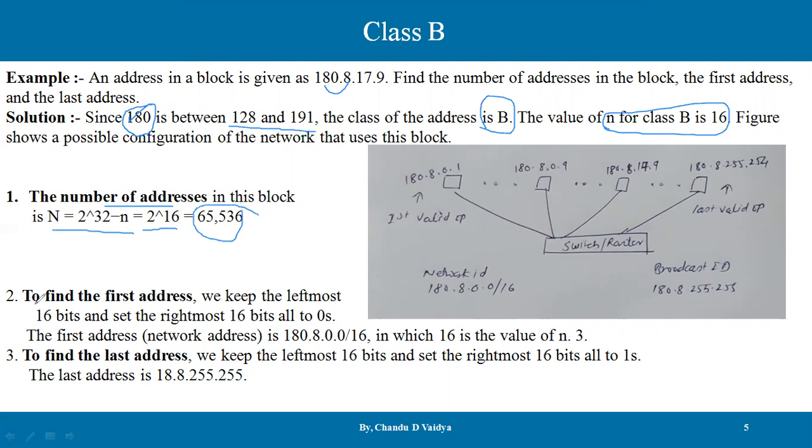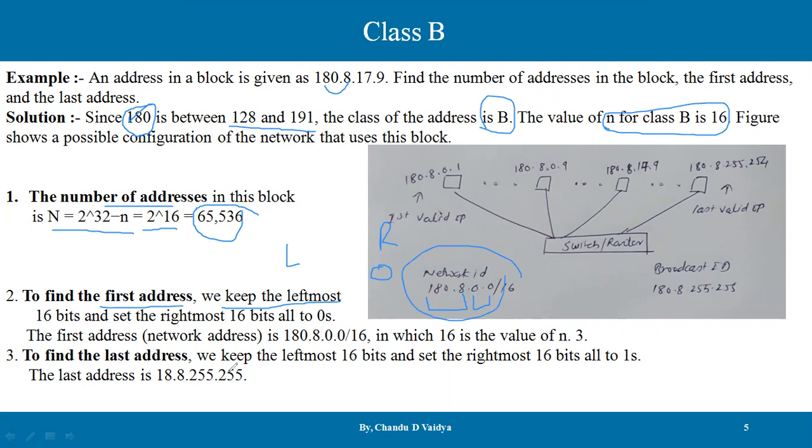Now, how to calculate the first address? The formula to calculate the first address is: we have to keep the leftmost bits as they are. How many will stay as they are? Because we belong to class B, 2 octets will be as they are, and the rightmost will be 0. So my first address will be 180.8.0.0. Sorry, 180.8.0.0/16. This is the first address, and this is the network ID.